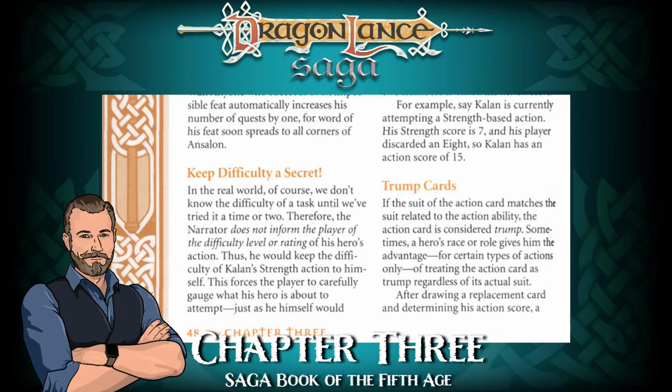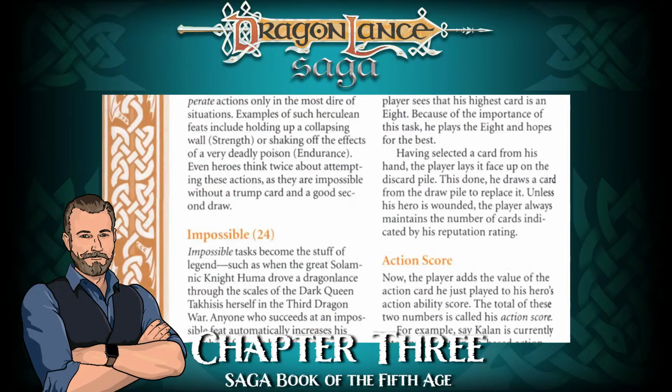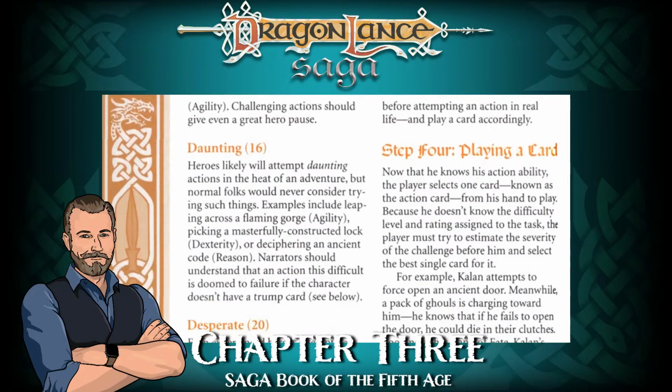Keeping difficulty a secret. In the real world, of course, we don't know the difficulty of a task until we've tried it a time or two. Therefore, the narrator does not inform the players of the difficulty level or rating of his hero's actions. Thus, he would keep the difficulty rating of Kaelin's strength action to himself. This forces the player to carefully gauge what his hero is about to attempt, just as he himself would before attempting an action in real life, and play a card accordingly.